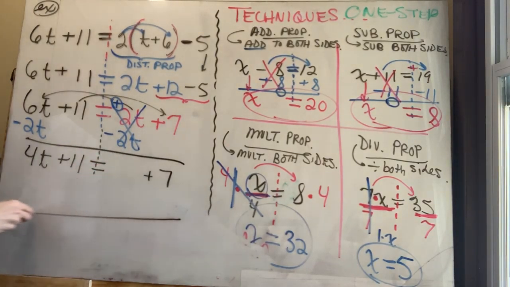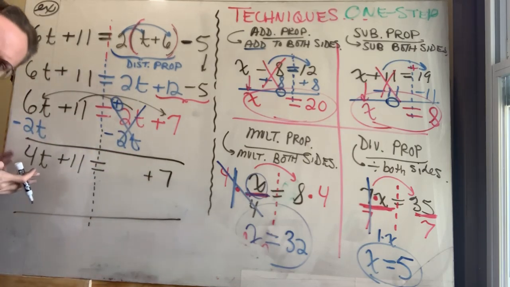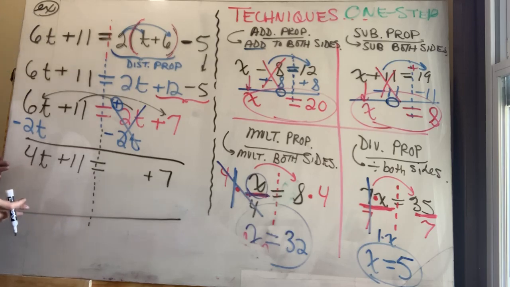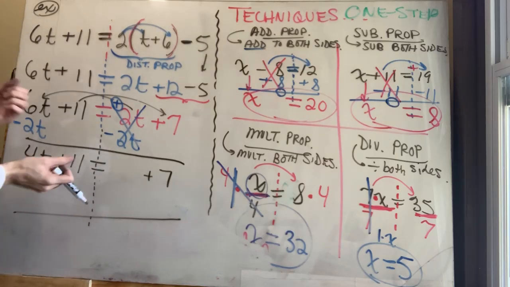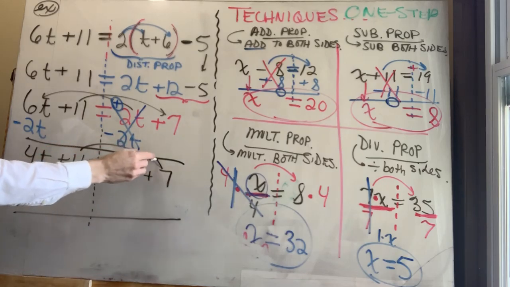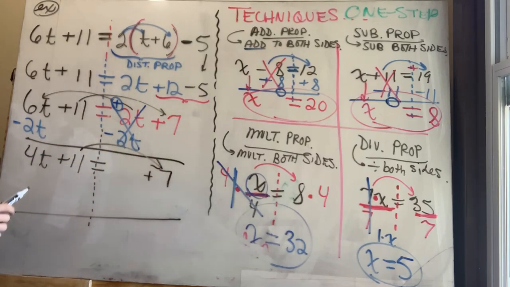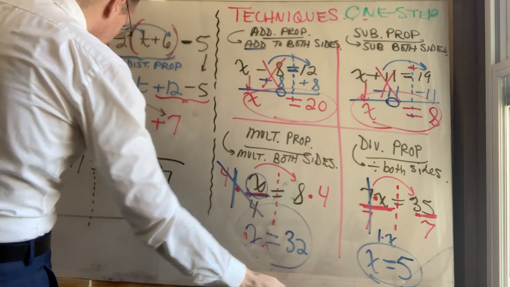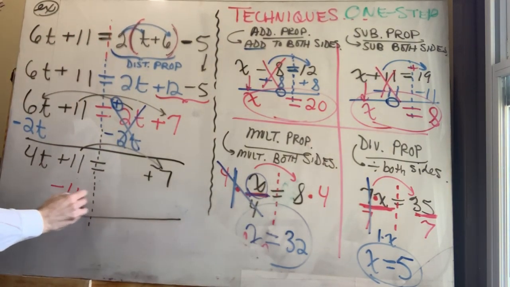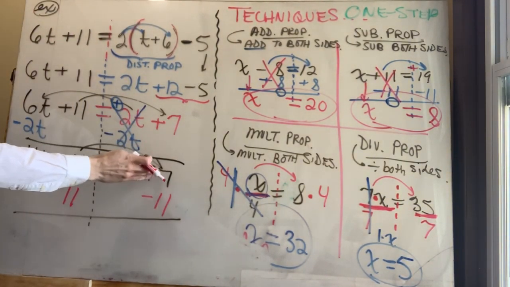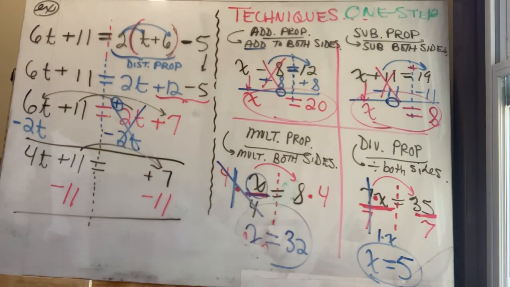Now I have to basically continue in this process. If I've gotten letters exclusively on the left, just again as a matter of preference, I like the left for letters. Now my hands are tied. Now I'm obligated to put numbers without letters over here on the right. Opposite of adding 11 is subtracting 11. So I'm going to just park it underneath the thing it most closely resembles, which is the constant 7, and talk myself through the process. Something minus itself cancels out of existence. What's left over? 4t.